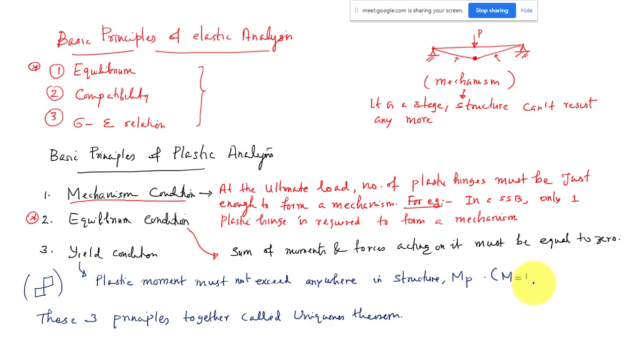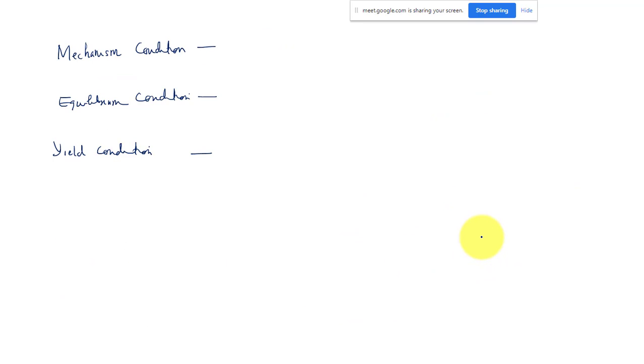And the three conditions: the first one is the mechanism must be formed, and all the forces, everything must be in equilibrium. And third condition, your moment should be equal to MP. So if all the three conditions are satisfied, then it will give a unique solution. Like elastic analysis, it will always give a unique solution, but here we have different theorems. Some theorem will give you a solution which is more than the actual solution, and some theorem will give you a solution in the sense of collapse load.